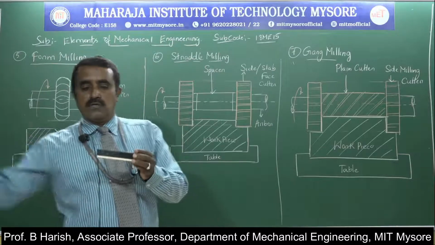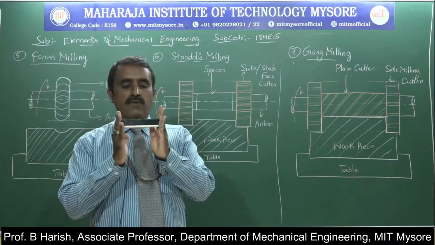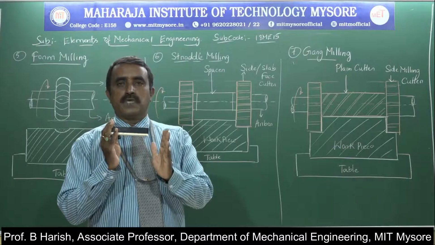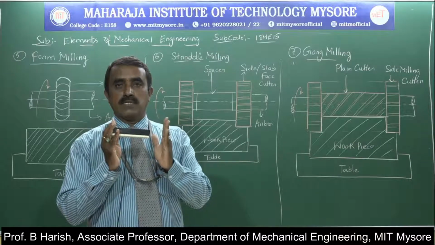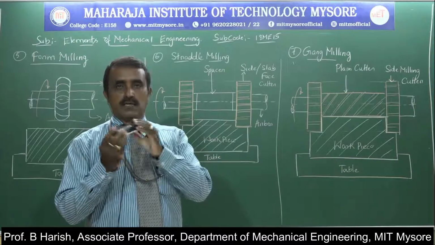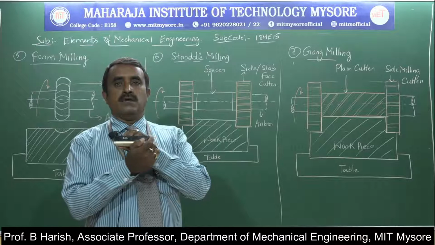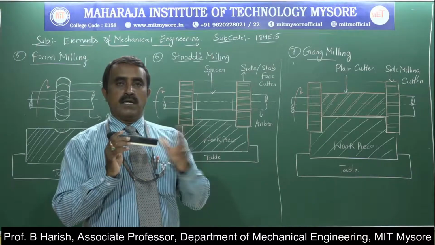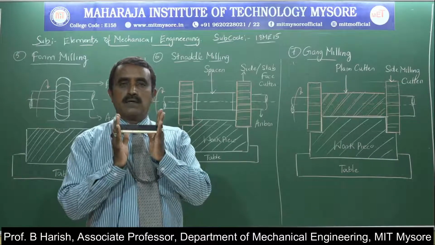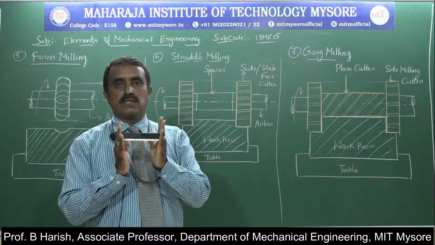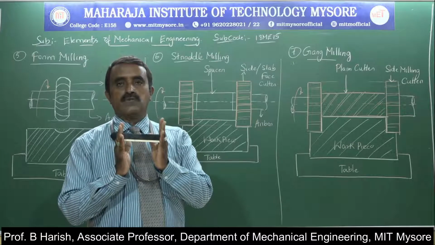So here we will be having a tool, and here we will be having a tool. Simultaneously both the ends are machined. Whereas in end milling, only one end is machined, then the job has to be changed, and then the other end is milled. But here, simultaneously, material is removed from both the ends. That is the advantage of straddle milling.